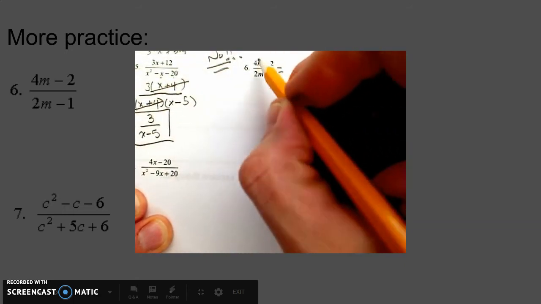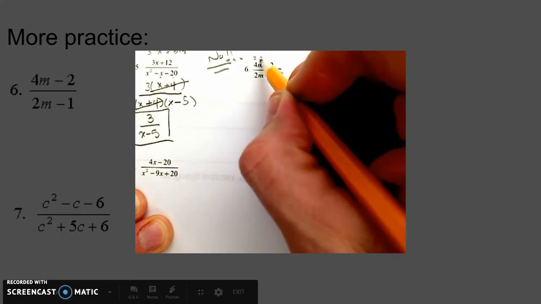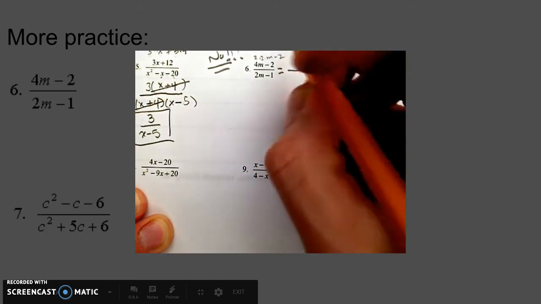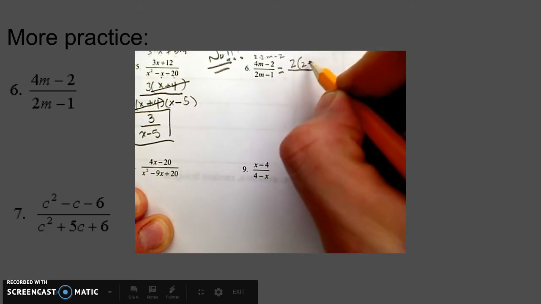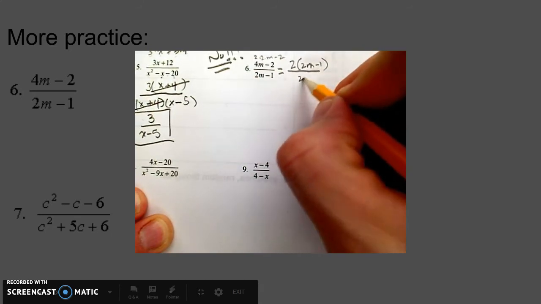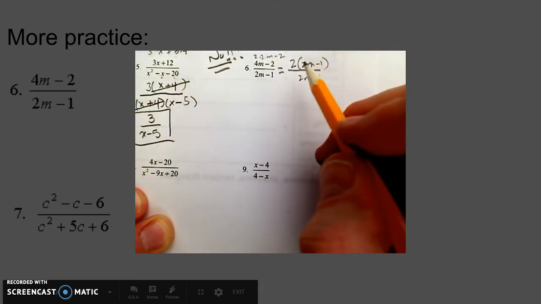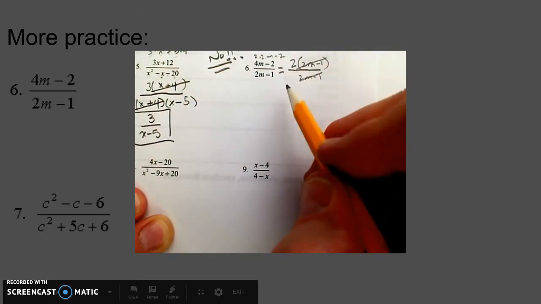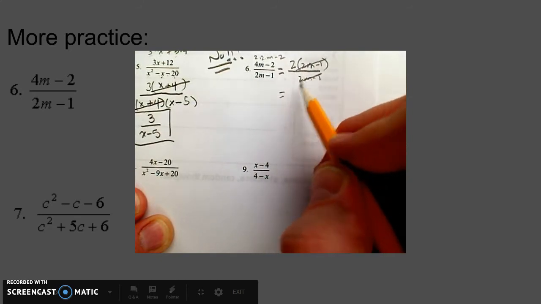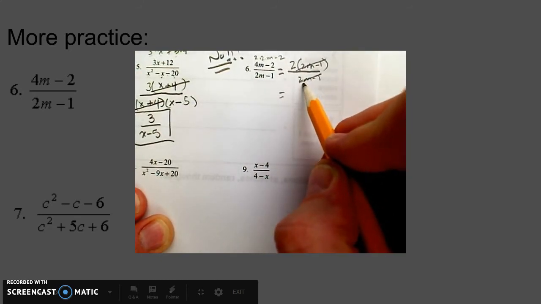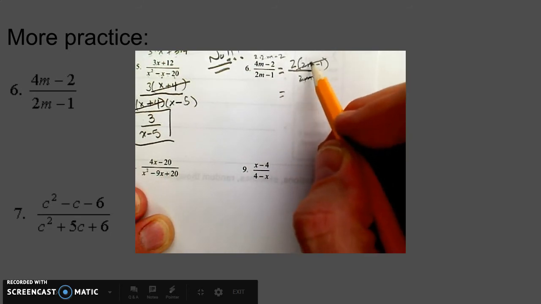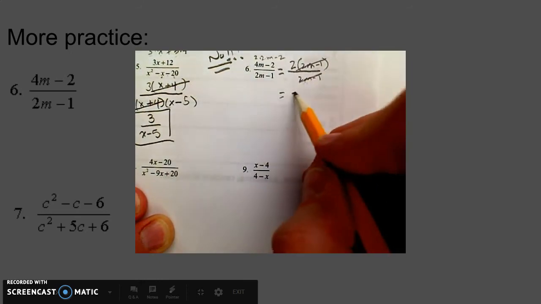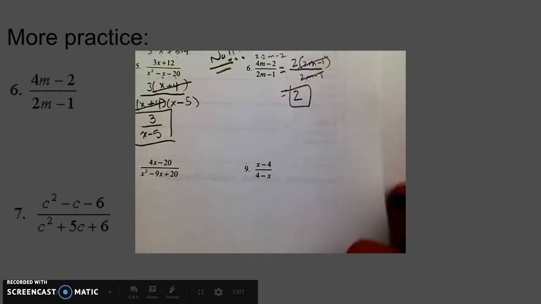So 4m minus 2. Well, that's 2 times m minus 2. So in the denominator, I can factor out a 2, and I'm left with 2m minus 1, 2m minus 1. Now, those factors can be divided out. I'm left with just 2 in the numerator, and in the denominator, what happens here? I had 2m minus 1, and remember I'm dividing numerator and denominator by the same thing. 2m minus 1 divided by 2m minus 1 is just 1. So I have 2 over 1, which is equal to 2.